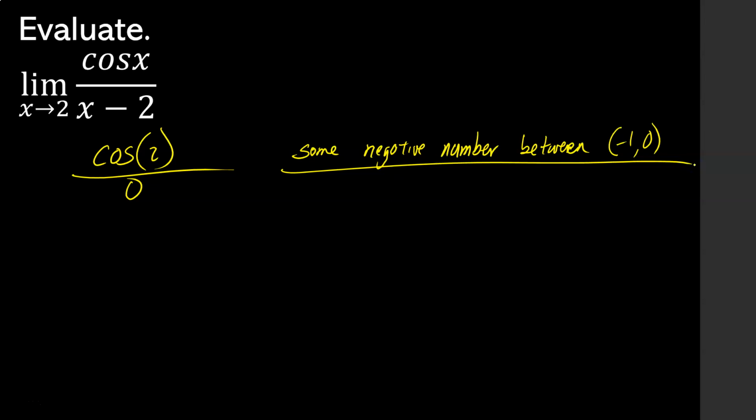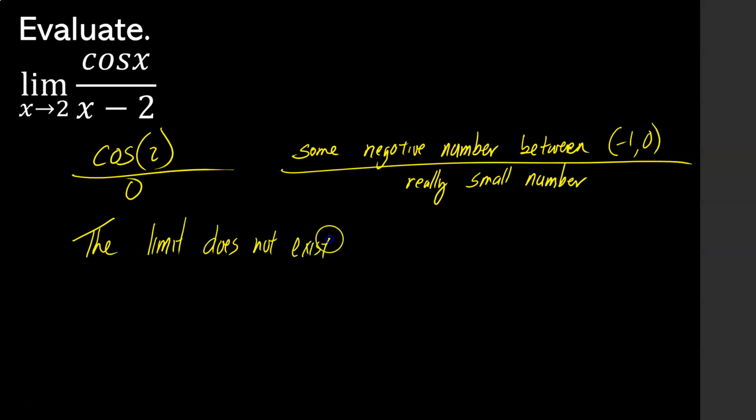Divided by, well, don't forget, that 0 really isn't a 0. It's really small numbers. What happens when you divide by very, very small numbers? Here's what I would write. Here's my answer. The limit does not exist. Why not? Due to unbounded growth.